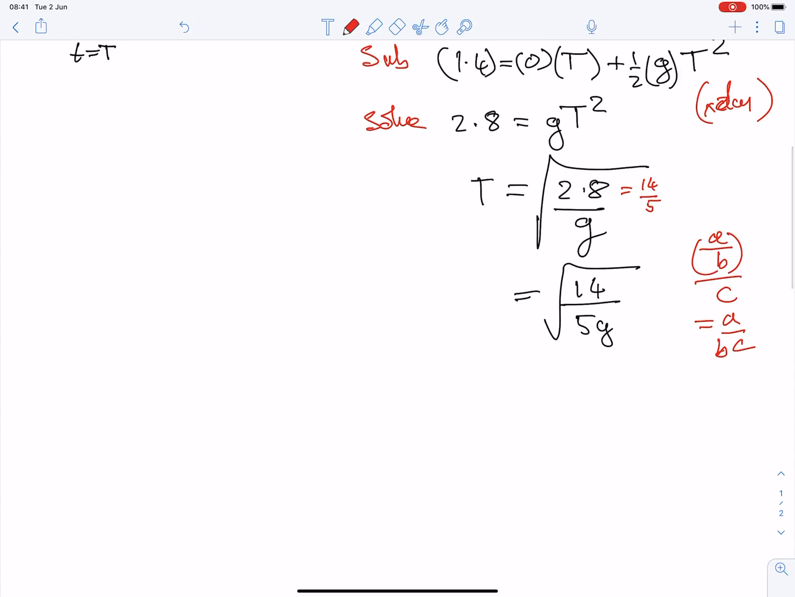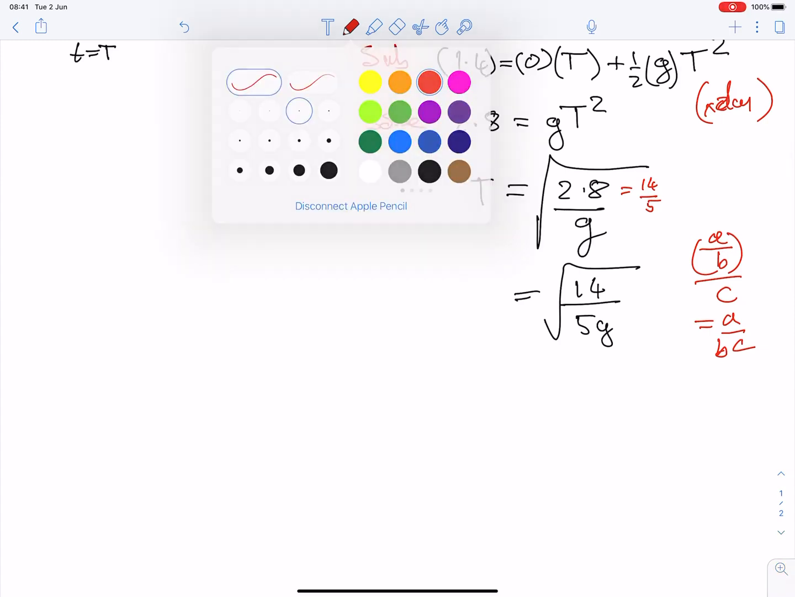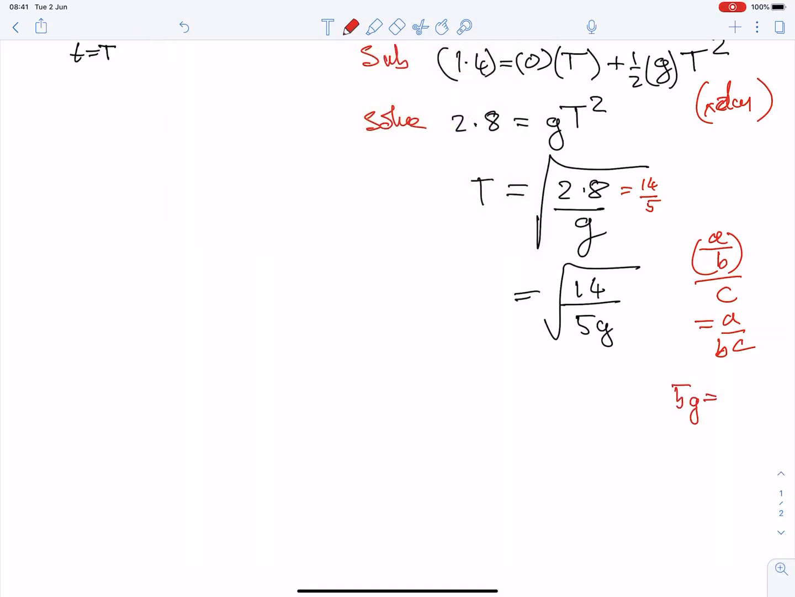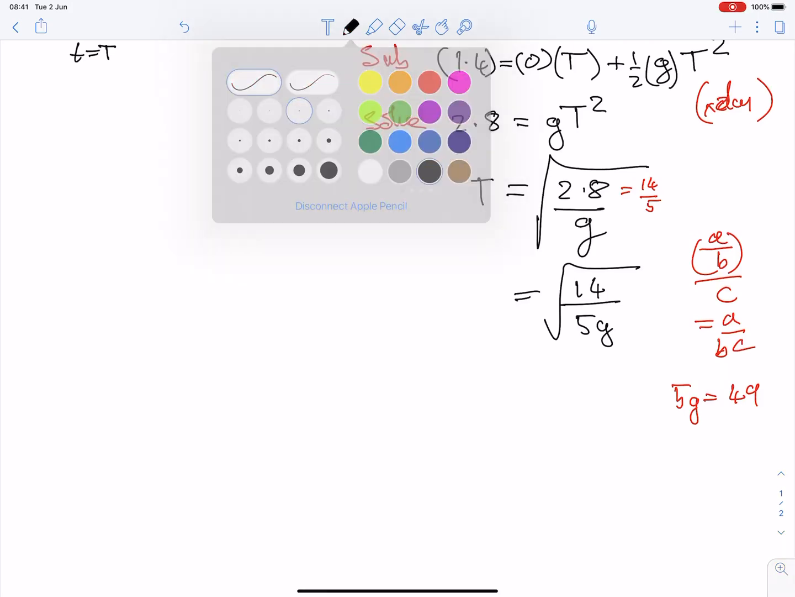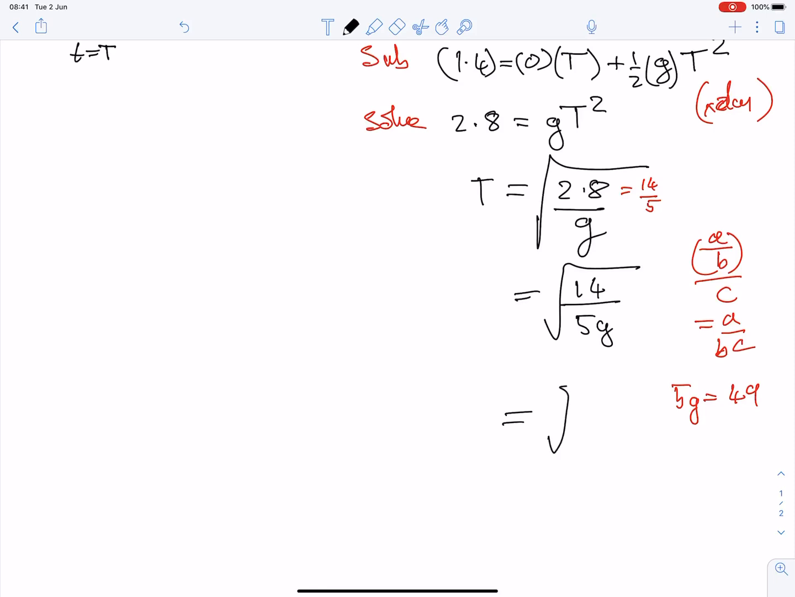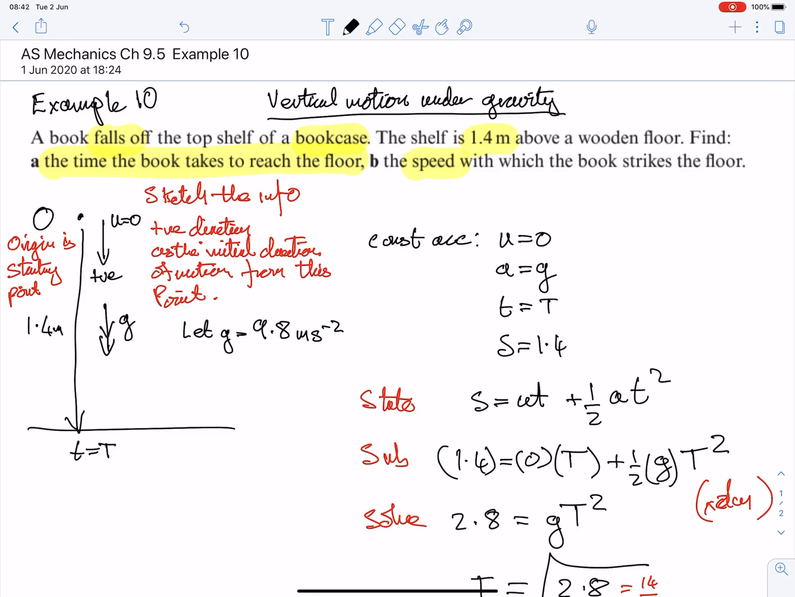Now 5g is one of those things that comes up quite a lot, particularly in these kinds of contexts. So 5g is equal to 49, which is very nice here because that's got a common factor with the 14. So we've got the square root of 14 over 49. We can divide top and bottom by 7, so we get the square root of 2/7 of a second to reach the ground. Okay, I hope that's clear. That's part A. Now we can go back and do B.